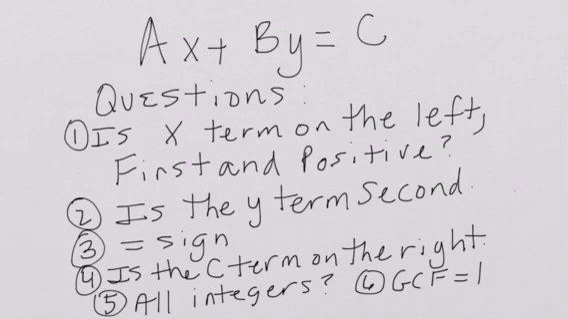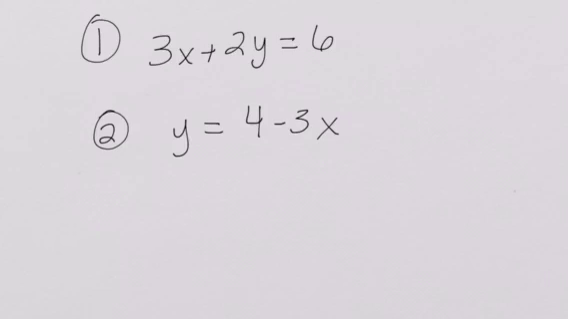We need to make sure that A, B, and C are all integers. Again, that means there's not going to be any fractions in our standard form. And the greatest common factor for A, B, and C all need to be 1. So let's go ahead and practice.